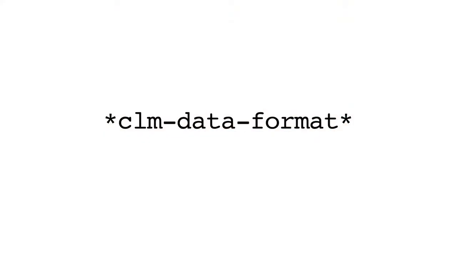CLM has three global variables which are of interest to us here: CLM header type, CLM data format, and CLM S rate. The header type is whether it's going to be a WAV or an AIFF or an SND file. The data format is the type of data that's written to the sound file, so whether it's a 16-bit signed integer, 24-bit sound file, 32-bit floating point sound file, etc. And the CLM S rate is the default sample rate for CLM.